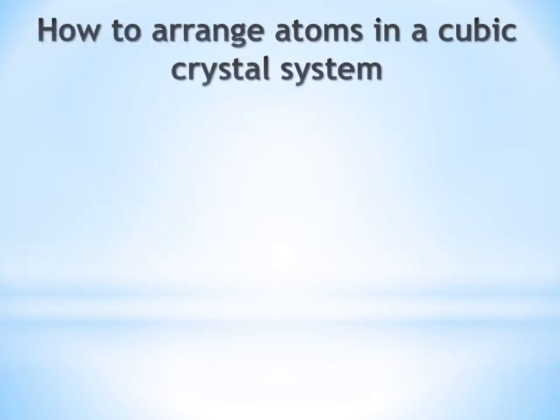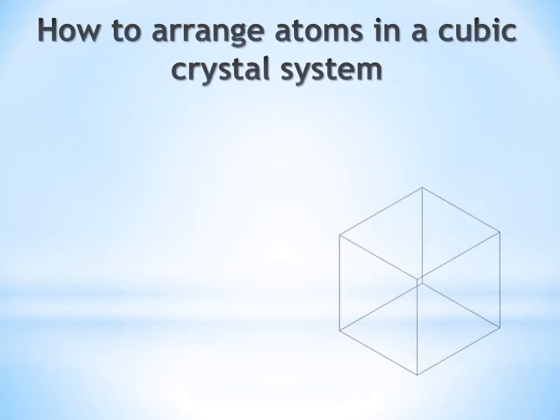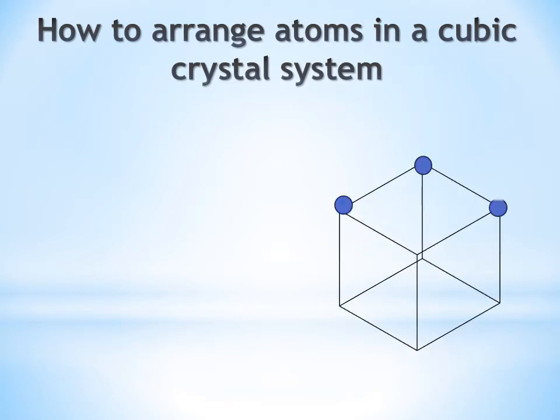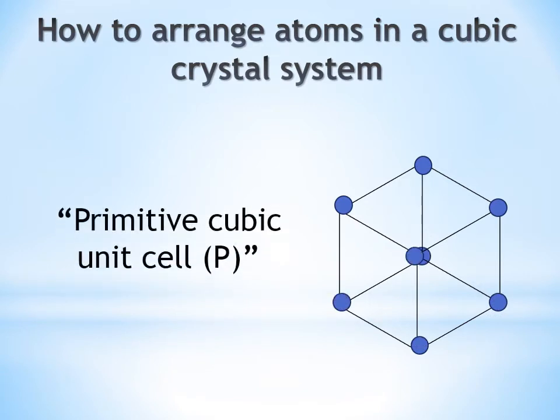We shall now see how to arrange atoms within a cubic crystal system. There are 3 main ways to arrange the atoms in a cubic crystal system. Firstly, we shall start off with the simplest. This is the primitive cubic unit cell, where each of the atoms are placed onto the corners of the cube.